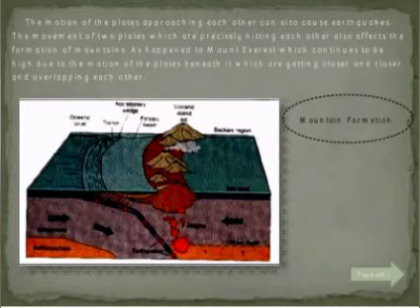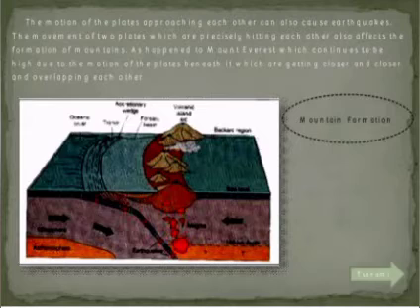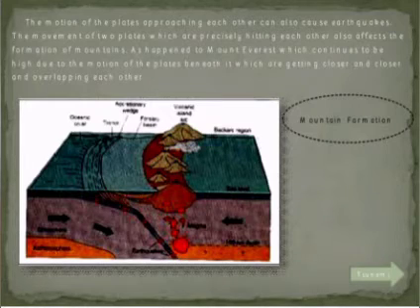The motion of the plates approaching each other can also cause earthquakes. The movement of two plates which are precisely hitting each other also affects the formation of mountains, as happened to Mount Everest, which continues to get higher due to the motion of the plates beneath it, which are getting closer and closer and overlapping each other.